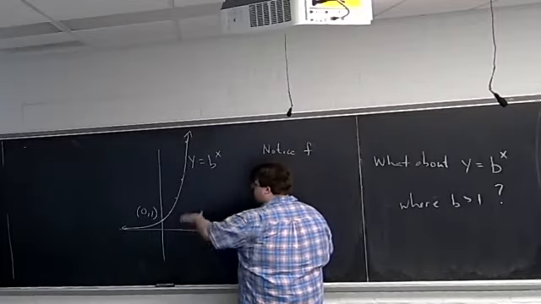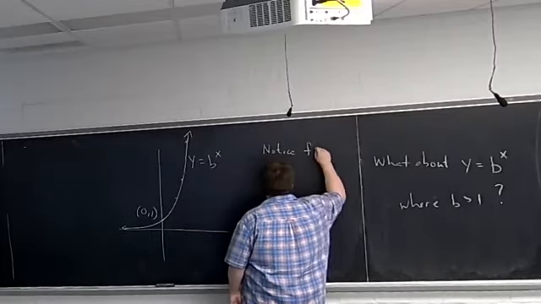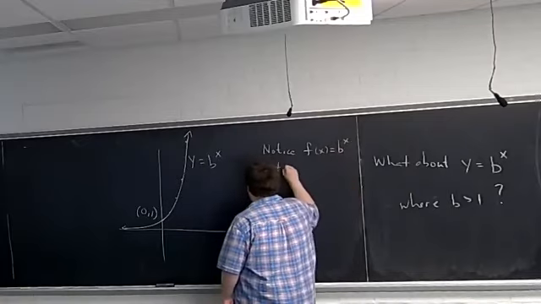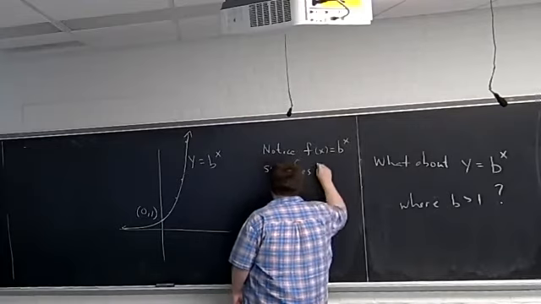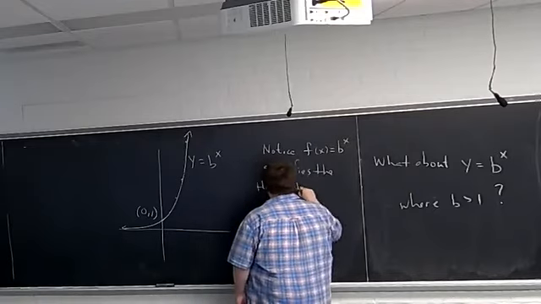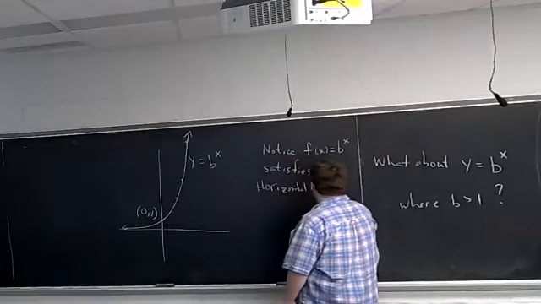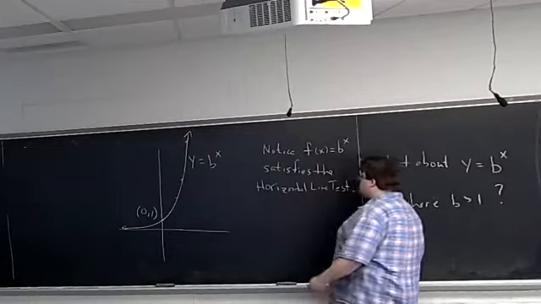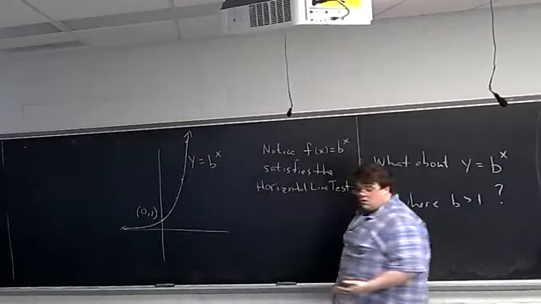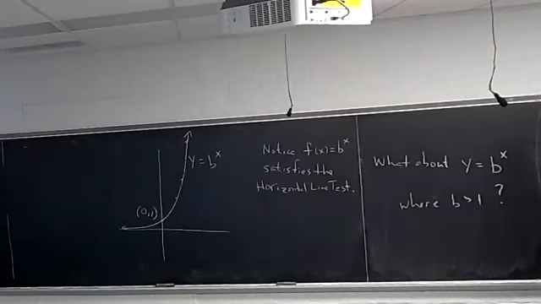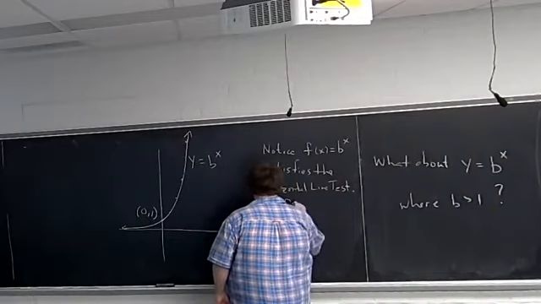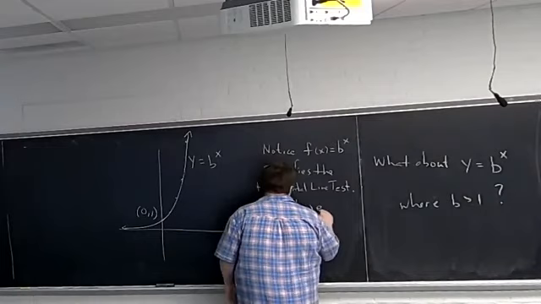Well, first, notice it is a function by the vertical line test. But notice f of x equals b to the x is not only a function, but it also satisfies the horizontal line test. You can abbreviate HLT if you want. Notice it satisfies the horizontal line test, meaning every horizontal line will not hit it more than once. What does that mean? Well, this means that the inverse function exists. So f inverse of x exists on the entire domain.